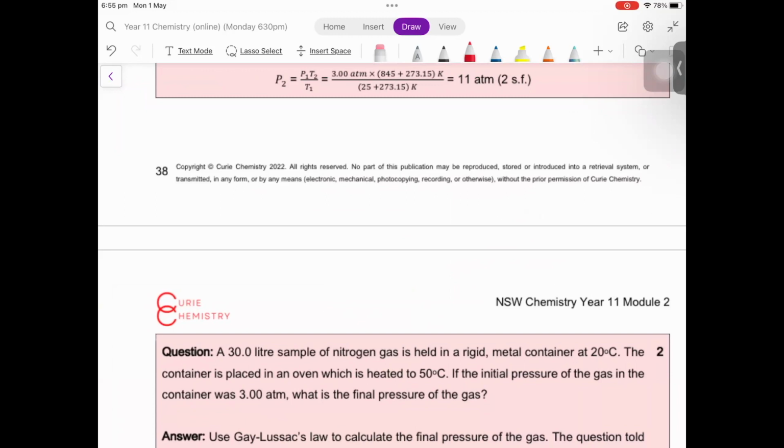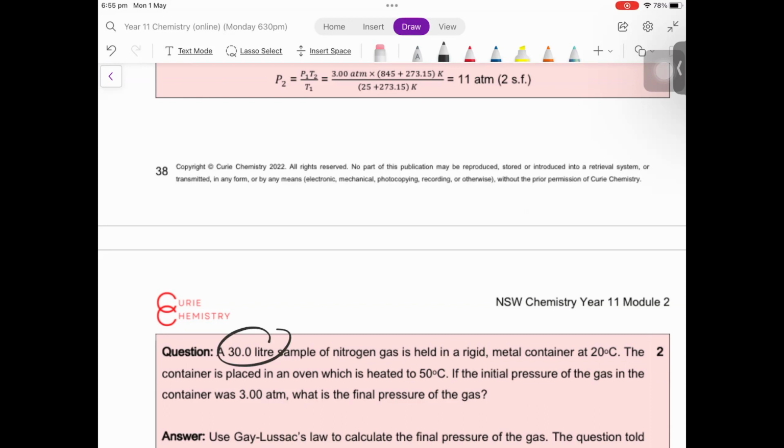A 30-liter sample of nitrogen gas is held in a rigid metal container at 20 degrees Celsius. The container is placed in an oven, which is heated to 50 degrees Celsius. If the initial pressure of the gas in the container was 3 atmospheres, what is the final pressure of the gas? Okay, so we get told it's a 30-liter sample.